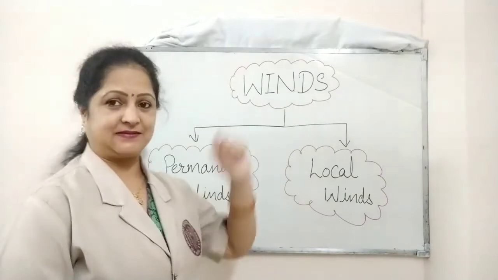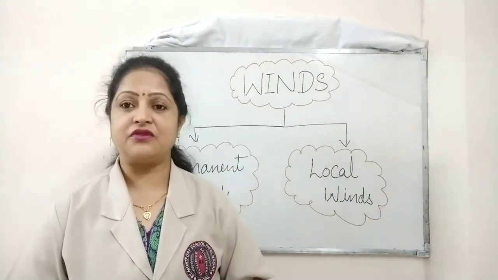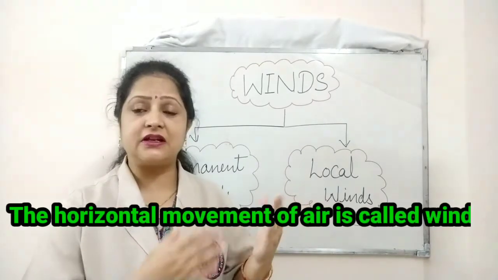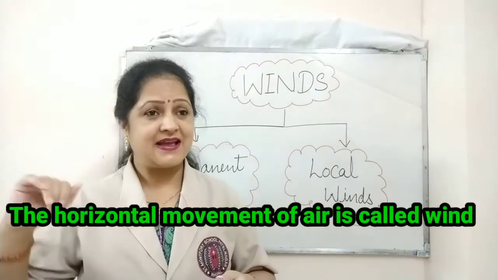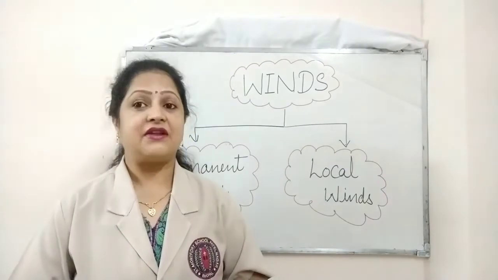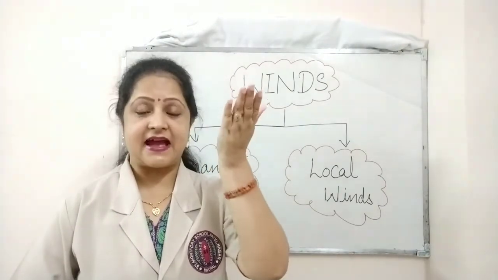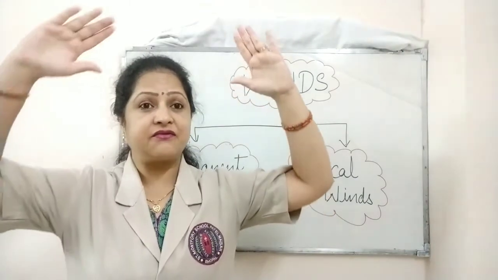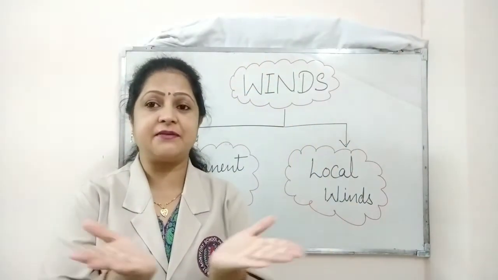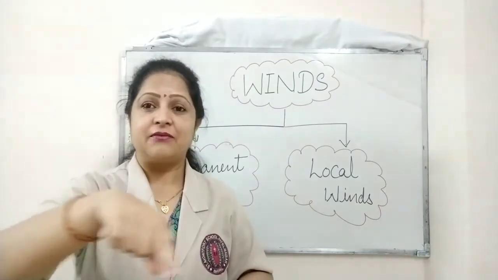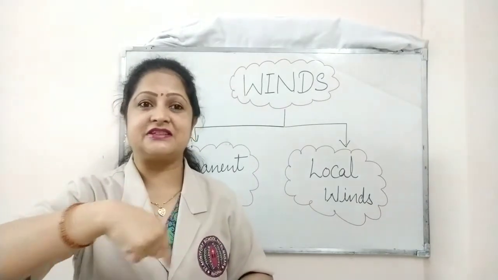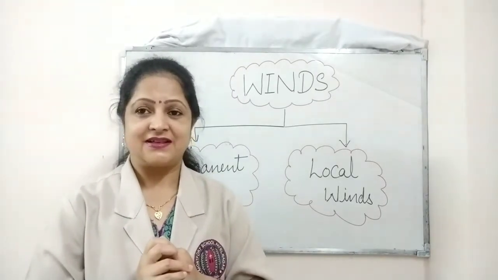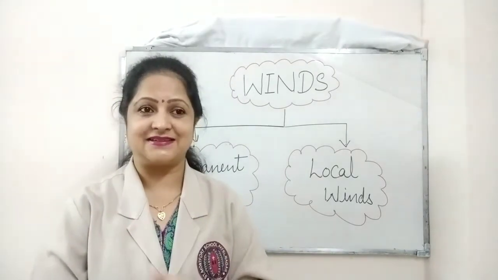that is winds. So first of all we should know what is wind. The horizontal movement of air is called winds. When hot air rises and creates a region of low pressure, cold air from the neighboring high pressure areas moves towards that low pressure area to occupy the space. Okay, so this is called winds.